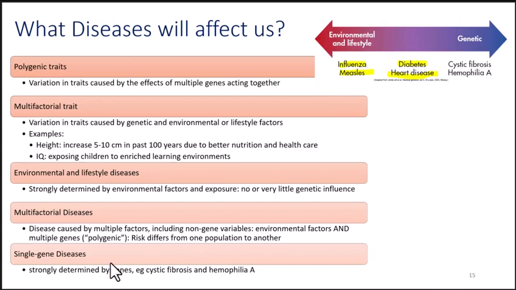And then diseases such as cystic fibrosis and hemophilia A are listed here as having genetic causes. And you can see that on the spectrum. And so they're referred to as a term we've already used, single gene diseases.